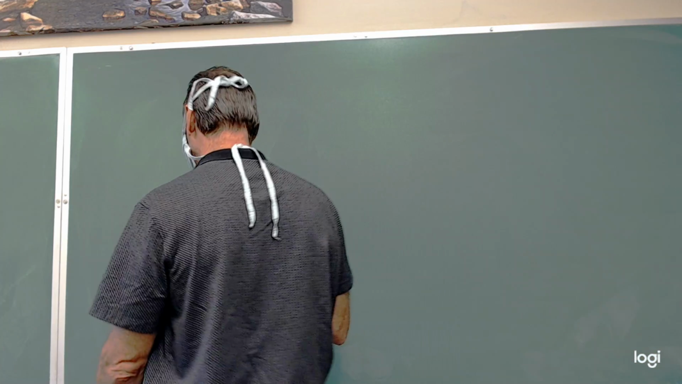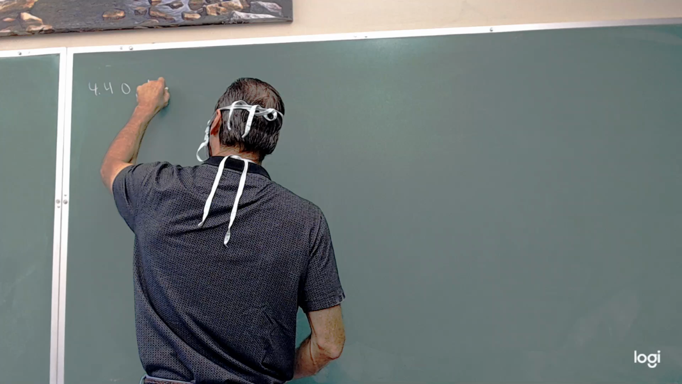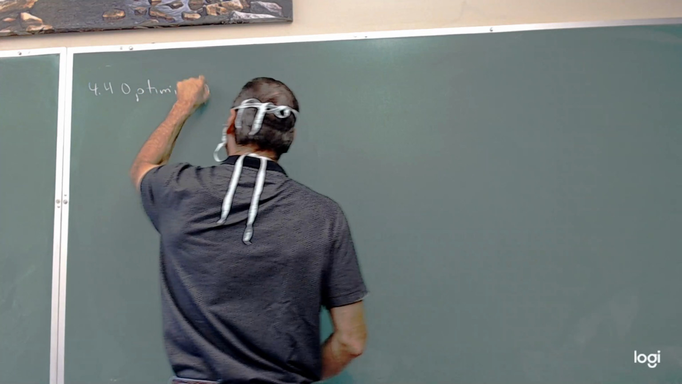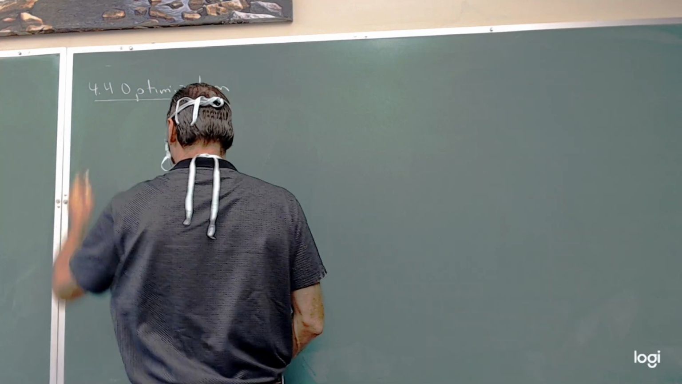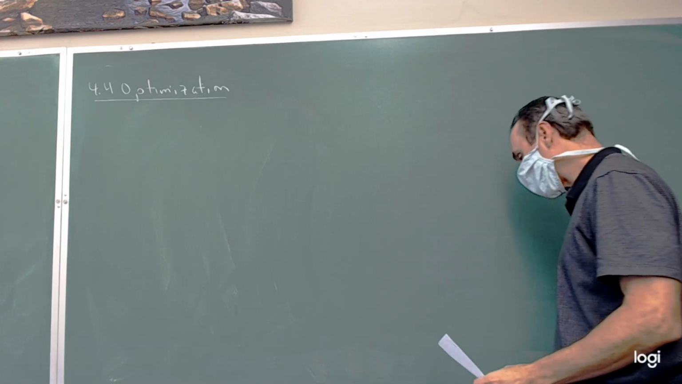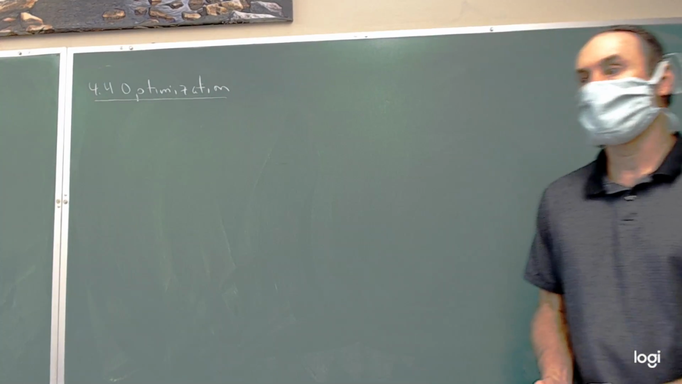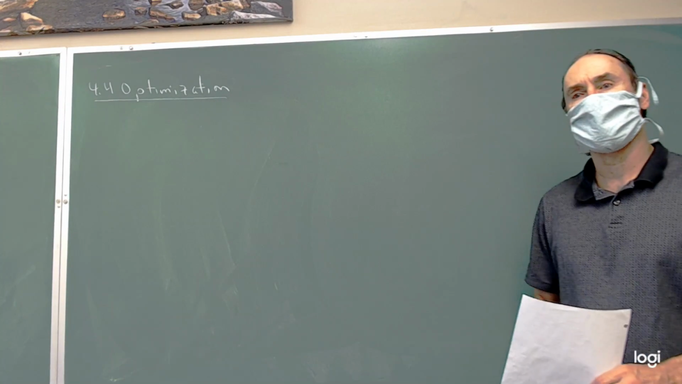This is 4.4, optimization. So I used to think that related rates were the hardest, but I think students in the last few years have claimed that optimization is harder than related rates.